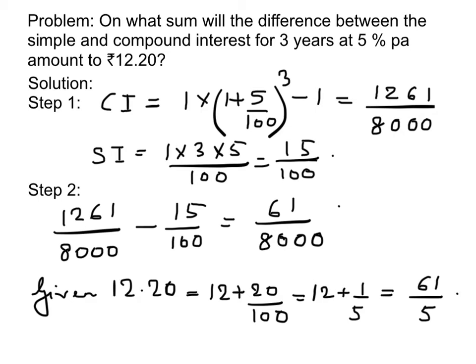Once again, on what sum will the difference between the simple and compound interest for 3 years at 5% amount to rupees this? What have we done? We have assumed that the sum will be 1. We have found out with 1 the compound and simple interest and the difference. Now, we calculate the difference and the given difference, and we find out the ratio of this and this with the assumed principal and the actual principal. Let's write.